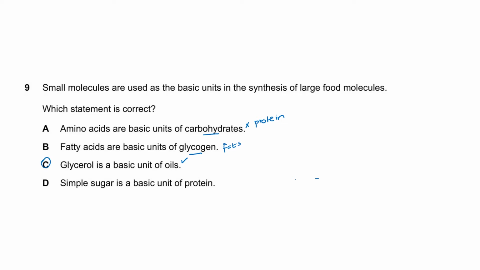Simple sugar is the basic unit of protein. This is wrong because it's the basic unit of carbohydrates, and the basic unit of protein is amino acids.